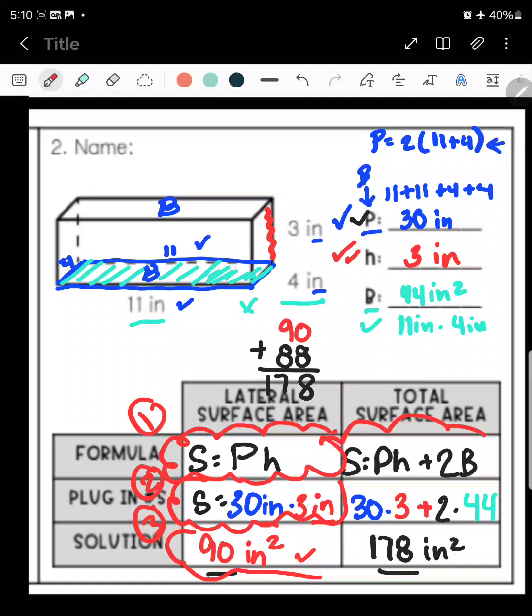If you're doing total, you're showing me the formula. How does it look when you plugged it in, and what was your answer?